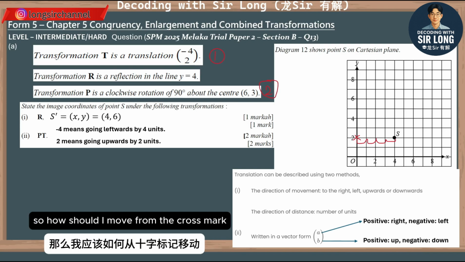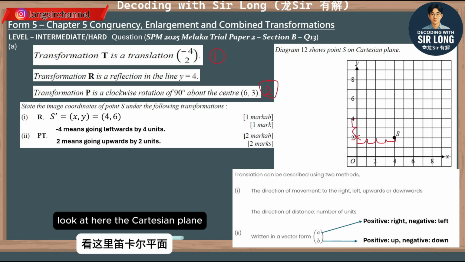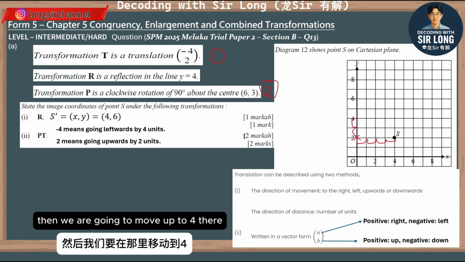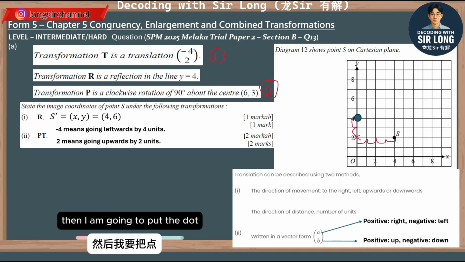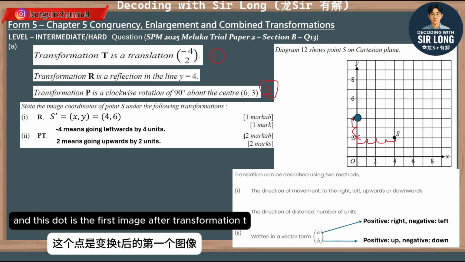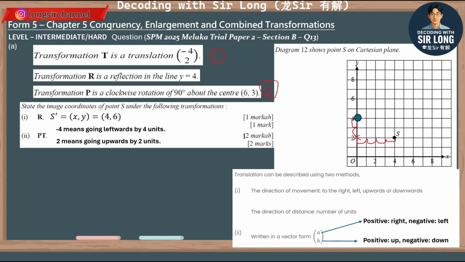So how should I move from the cross mark? Look at here, the Cartesian plane. Then we are going to move up to 4 there. Then I'm going to put the dot, and this dot is the first image after transformation T.